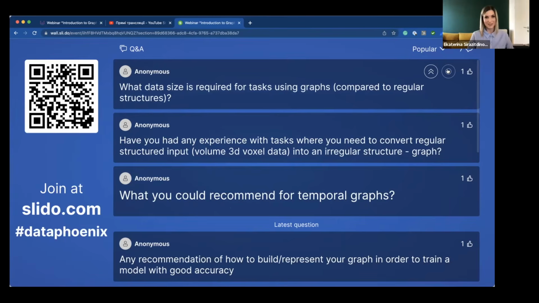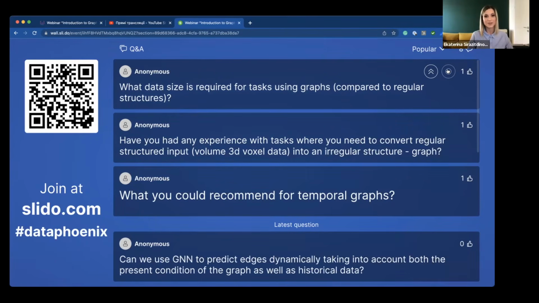Go into the next question. Do you have any comment, Dmitry? No. You can continue. Okay, so have you had any experience with tasks where you need to convert a regular structured input, volume 3D voxel data, into an irregular structured graph?